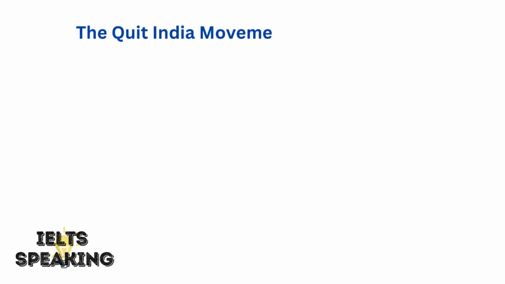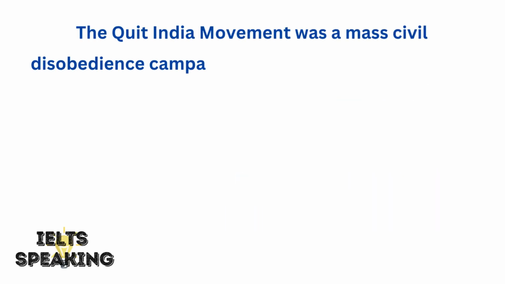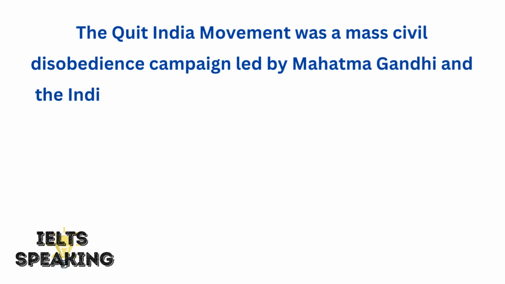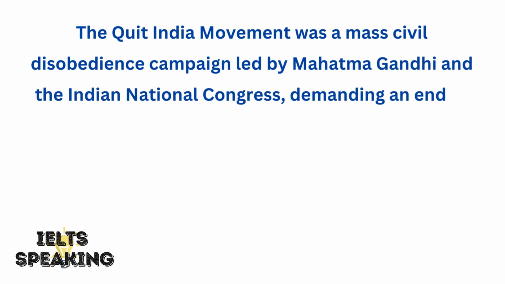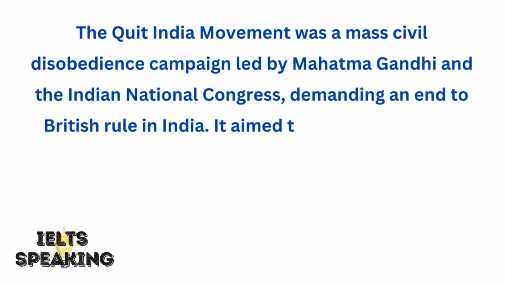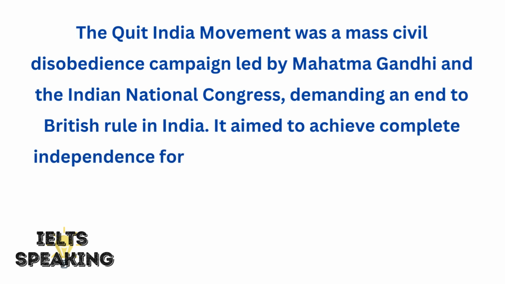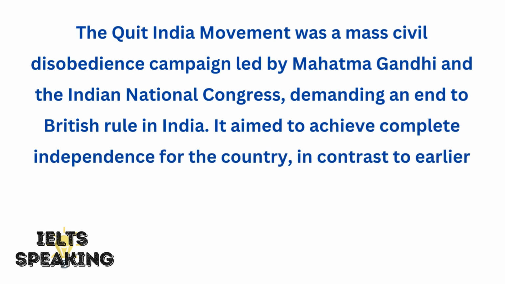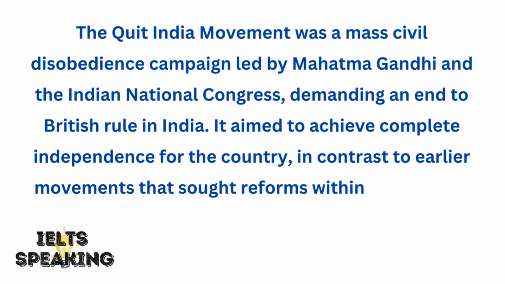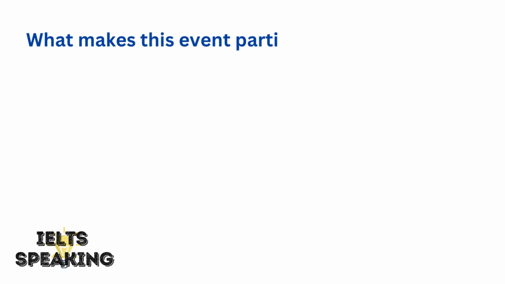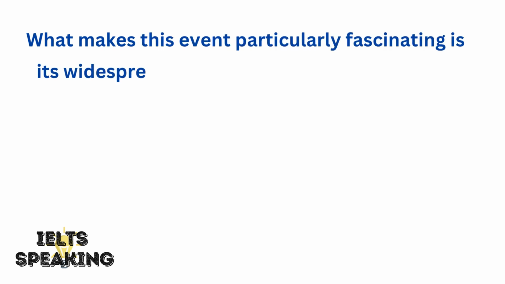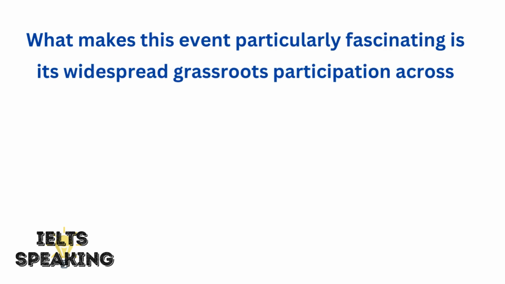The Quit India movement was a mass civil disobedience campaign led by Mahatma Gandhi and the Indian National Congress, demanding an end to British rule in India. It aimed to achieve complete independence for the country, in contrast to earlier movements that sought reforms within the colonial framework. What makes this event particularly fascinating is its widespread grassroots participation across India.